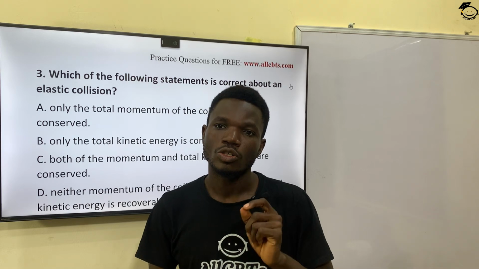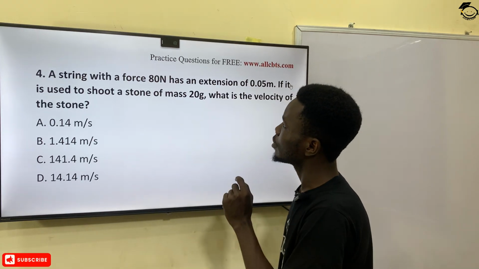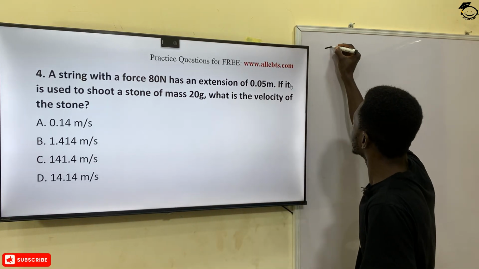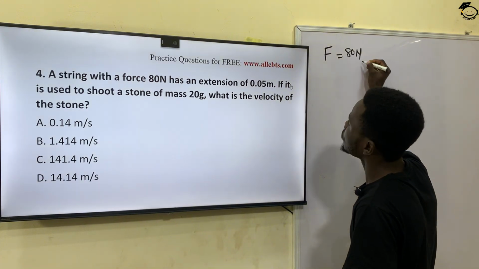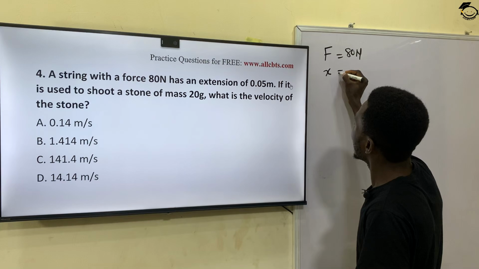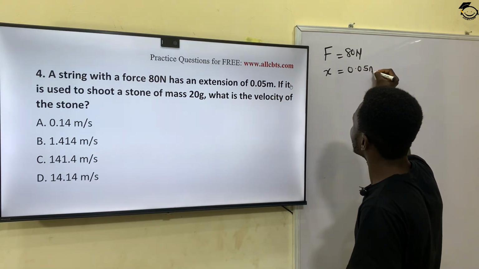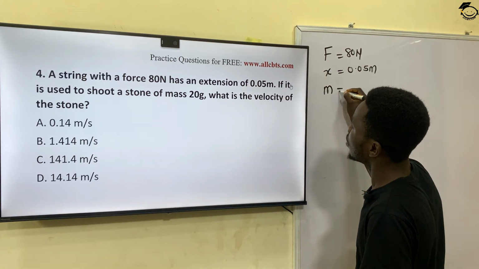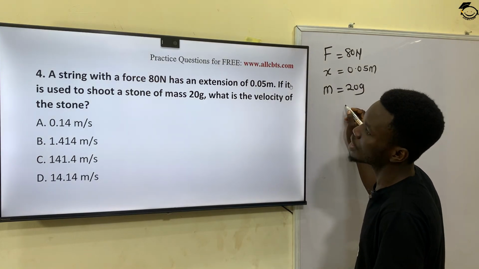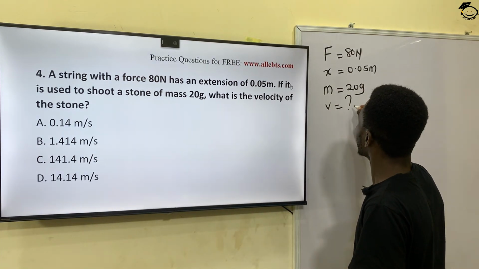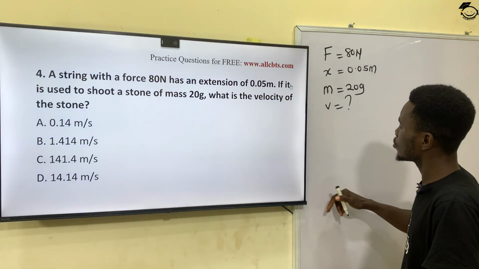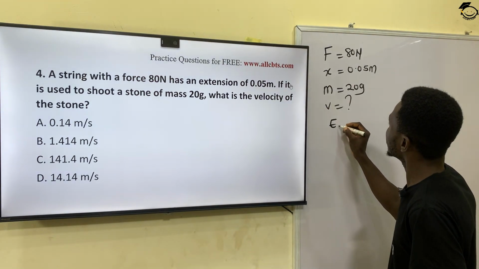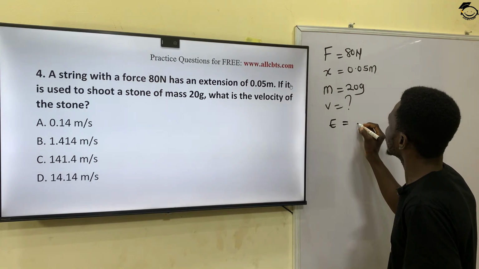So that takes us to question number 4, which says, a string with a force of 80 Newton has an extension x of 0.05 meters. If it is used to shoot a stone of mass 20 grams, what is the velocity of the stone? We don't know the velocity of the stone. Now, for us to solve this question, we know that the energy stored in the string, which is the elastic energy, is equal to the kinetic energy.